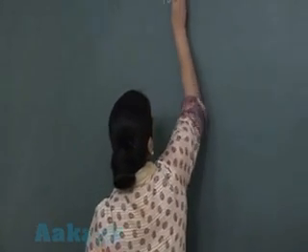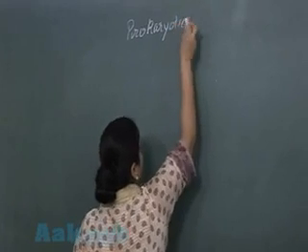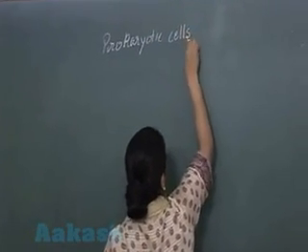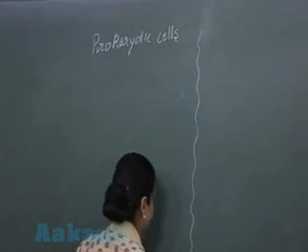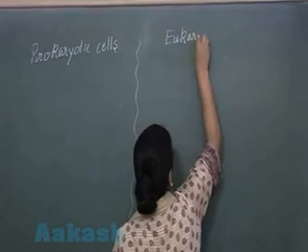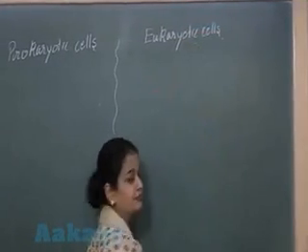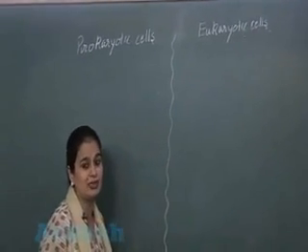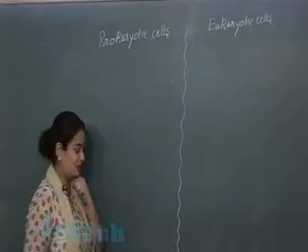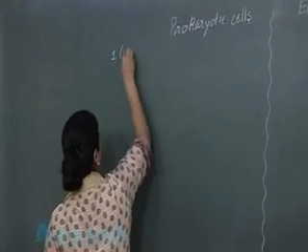So let's differentiate between the prokaryotic and eukaryotic cells. First of all, I will be starting with the outer covering of the cell. The outer covering of the cell is represented by the cell wall.